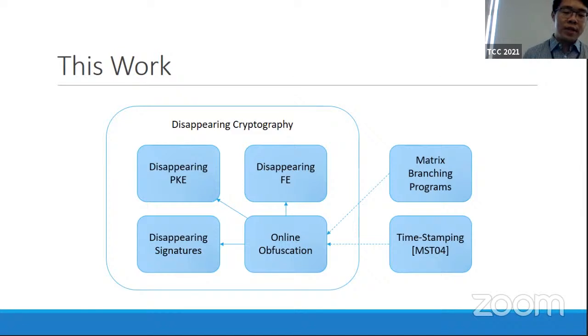And secondly, we initiate the study of online obfuscation. And just as standard model obfuscation turns out to be a very powerful tool in the study of standard model cryptography, we have shown that online obfuscation is also a central tool in the study of disappearing cryptography in the bounded storage model. Although our constructions are only candidate constructions and do not have full security proofs, we want to mention that the standard model obfuscation also started out as security conjectures. So we hope that future work will be able to improve the state of the candidate constructions.